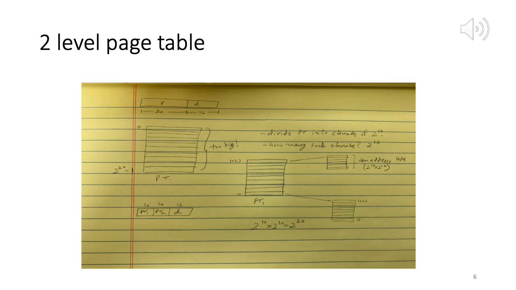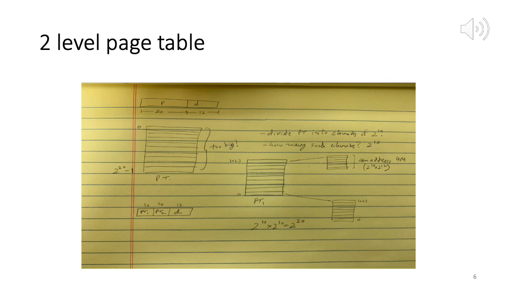So 2 raised to 10 chunks of the original page table, and each chunk has how many entries? 2 raised to 10 entries. Okay. So now what we have is an outer page table which I am calling PT1, and we have inner page tables, many of them, which I am calling PT2, and then we have D.